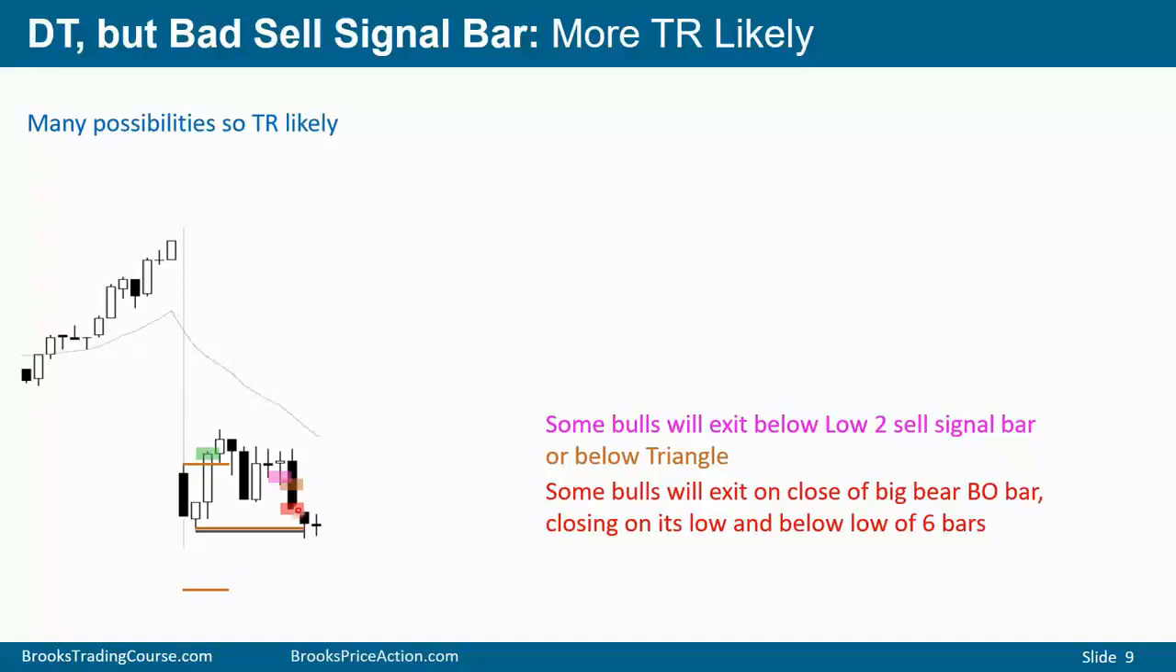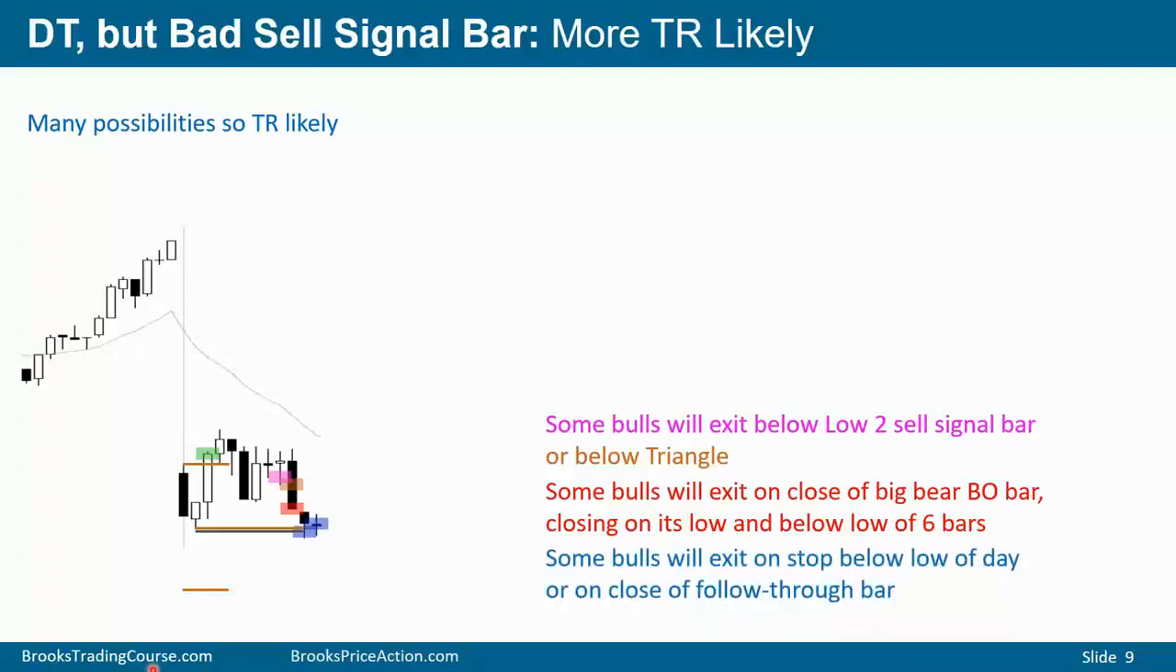Some bulls would exit on the close of this bar or on the close of that bar, if not below that low. But if they do exit, they'll look to buy a reversal up, betting that it's a trading range and not a bear trend. Again, you can exit on a stop below the low of that bar, the low of the original signal bar, or on the close of the follow-through bar. We have a small bear close after the breakout to a new low.